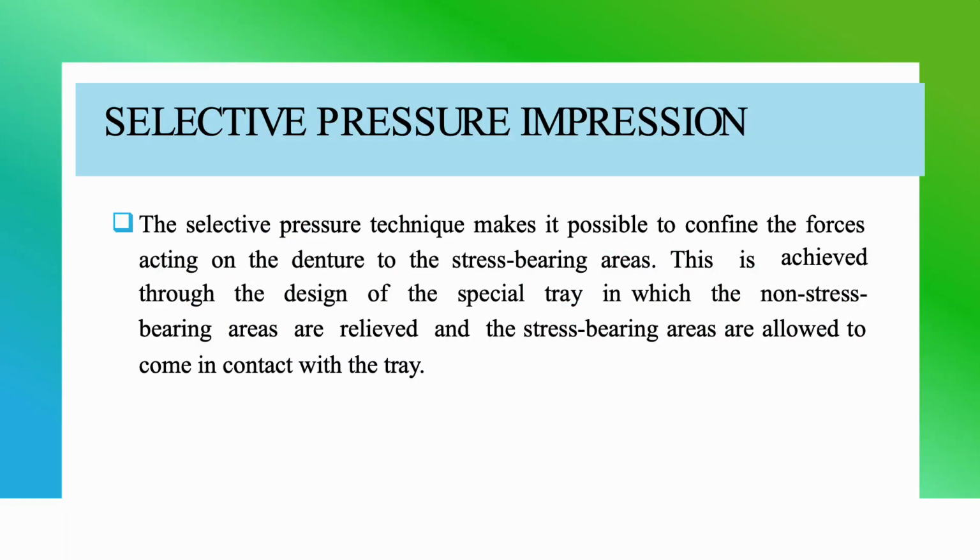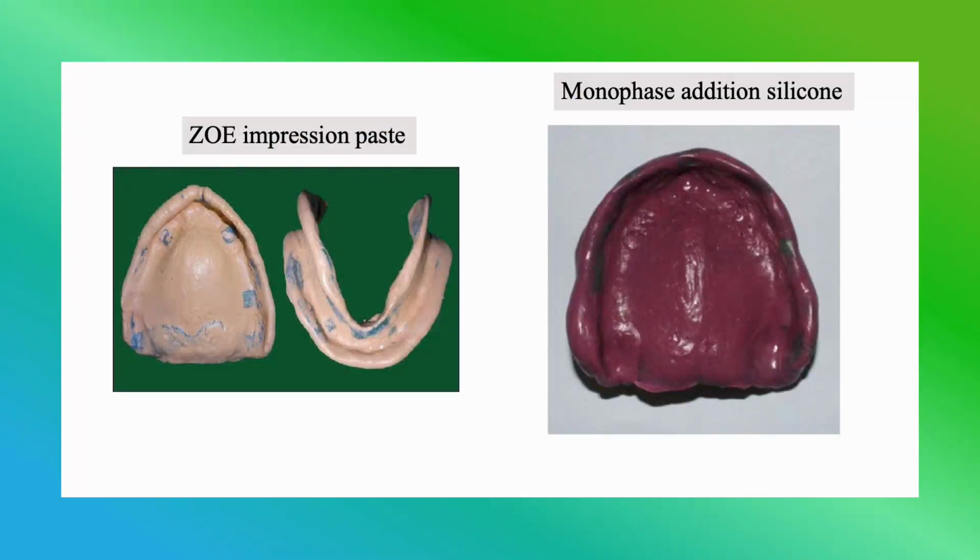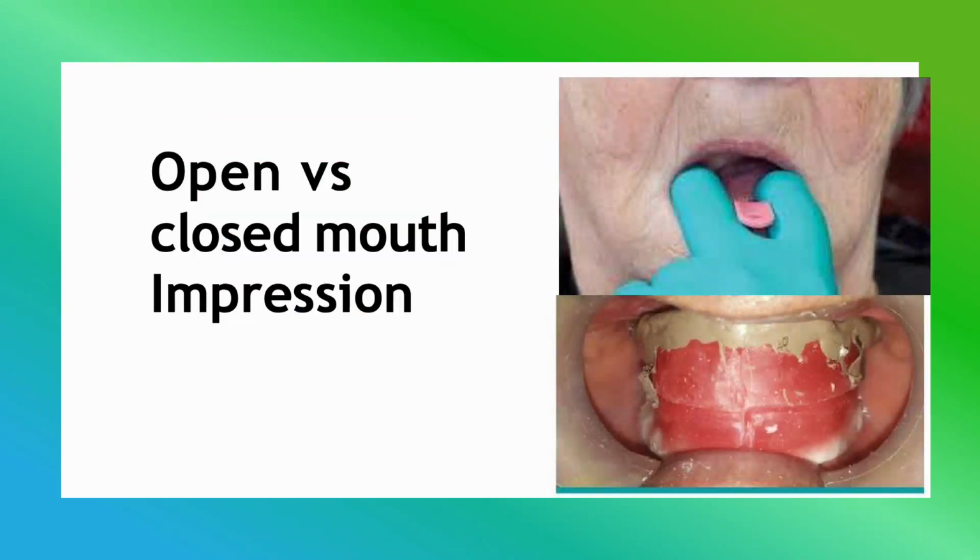Selective pressure impression technique was suggested by Boucher, and according to this technique, it makes it possible to confine the forces acting on the dentures to the stress-bearing areas. The special tray is constructed in such a way that non-stress-bearing areas are relieved and stress-bearing areas are allowed to come in direct contact with the tissues. The materials that are used for selective impression technique are ZOE impression paste and monophase addition silicone.